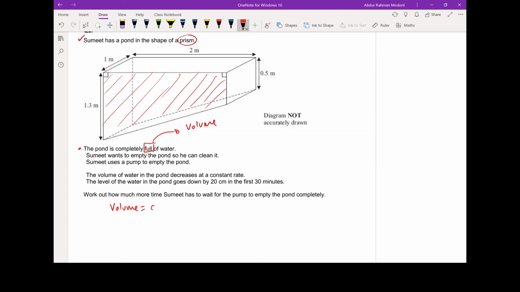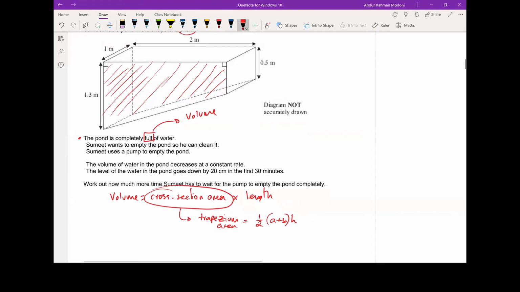Volume is equal to cross-section area times the length or the depth. So my cross-section area is this shaded shape that I've shown you here. And to work out this cross-section area, let's focus on the cross-section area first. The cross-section area is a trapezium, so I'll write down trapezium, and I'll then remind myself how I find the trapezium area. Trapezium area is half of A plus B times height, where A and B are the two parallel sides. So where are my two parallel sides?